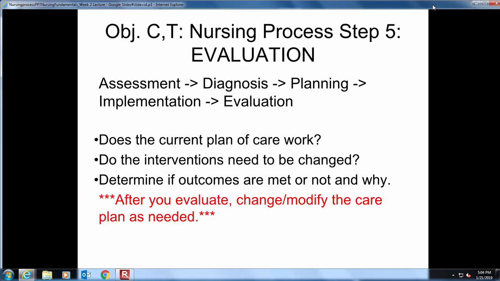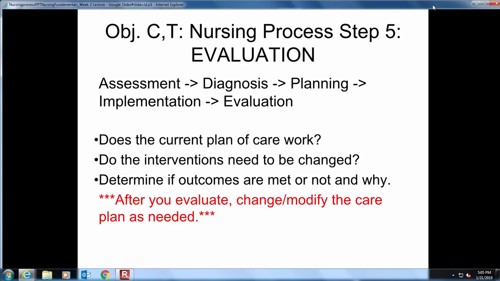And our last phase is evaluation. So evaluation takes place after the interventions have been carried out. Evaluation can only be done by the RN. It looks at whether or not the interventions were effective at meeting the outcomes as they were stated and on the date that was specified.